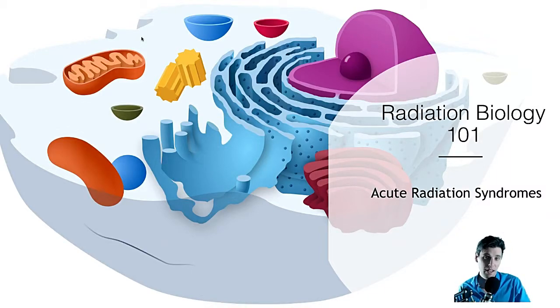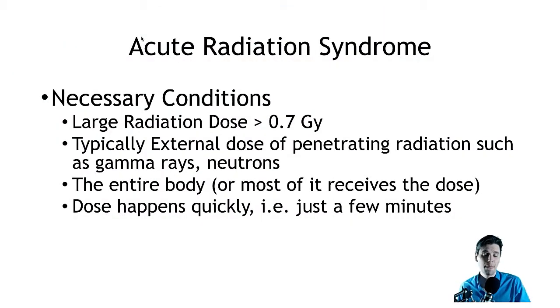So again, today it's acute radiation syndrome, and specifically there's a few different types of acute radiation syndrome that we're going to be talking about. These have differences in terms of the radiation dose which is needed for those syndromes to take place, and then differences in terms of their timescales and their mortality.